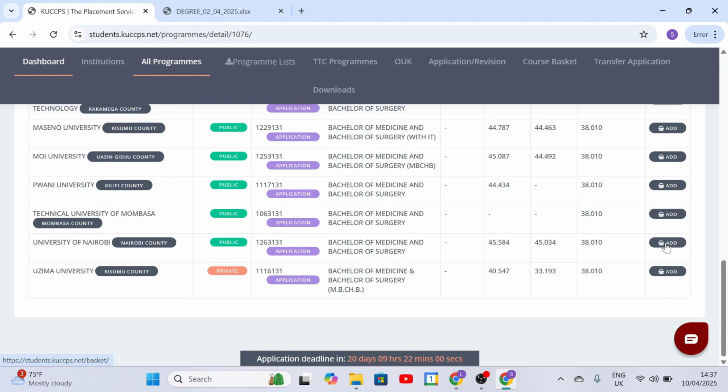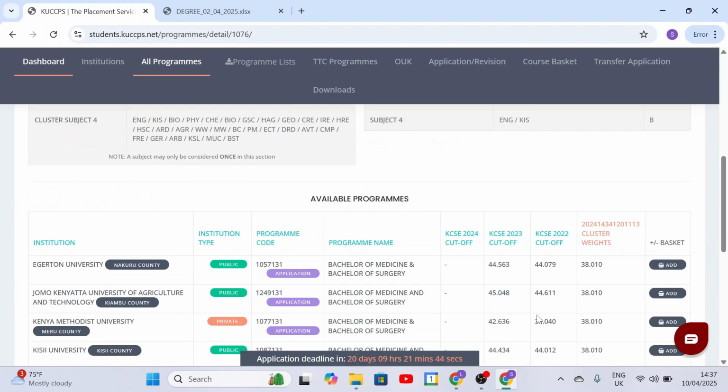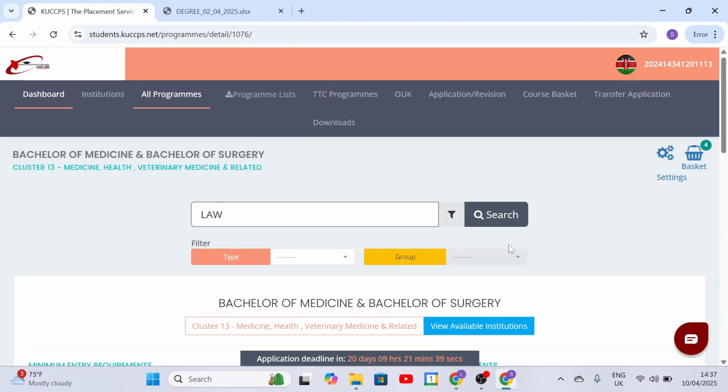So let's add that. Once I click this add button, we have added it to the application basket. This application basket here, we are going to review much later. Let's look for another course, law, for instance. I want you to see the change in the clusters of this candidate. He had 38.010 in the medicine courses. Let's see for law whether it will still remain the same.